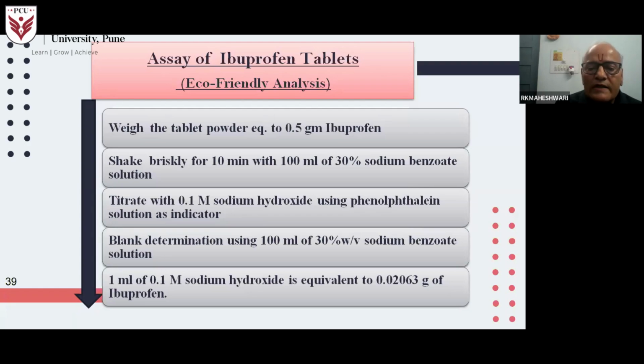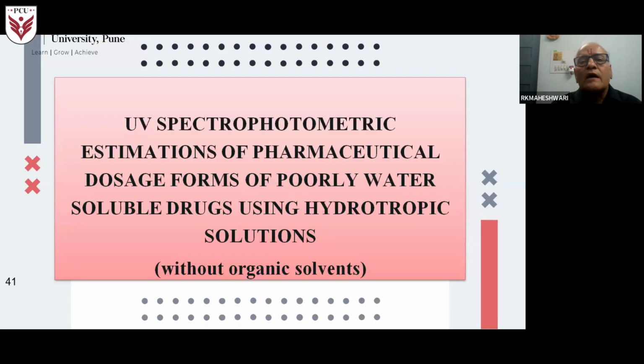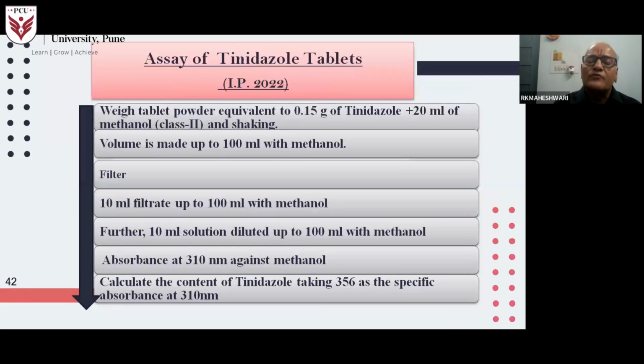Okay. So anyway, in this way, with the help of sodium iodide solution, the two organic solutions have been replaced. Now, after the titrimetric analysis, we come to the UV spectrophotometric analysis. Here in spectrophotometric analysis, again, we will replace the organic solvent by a hydrotropic solution.